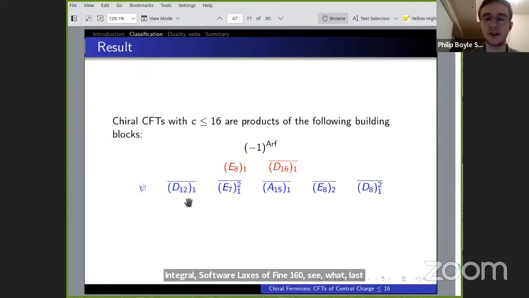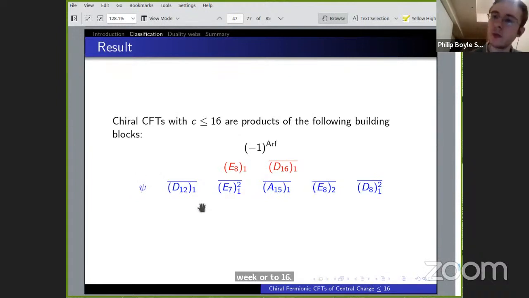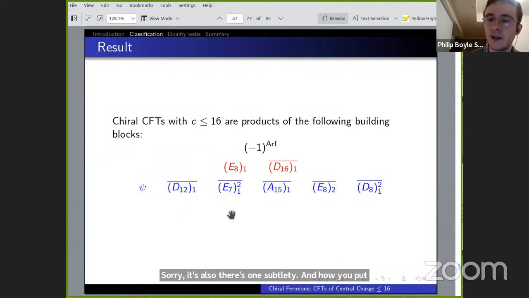That is also a non-lattice theory. There's one subtlety in how you put these together, which is that any theory with c less than 16 is a product of these guys, but there's a rule, which is two copies of R is just one, so you can only have one copy of R. But there's another rule.